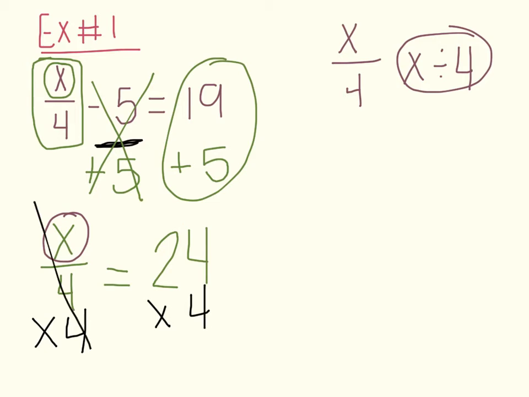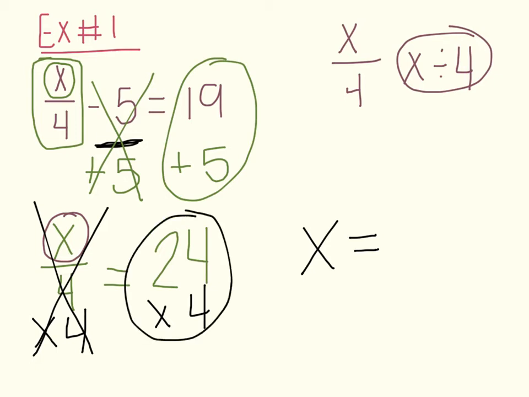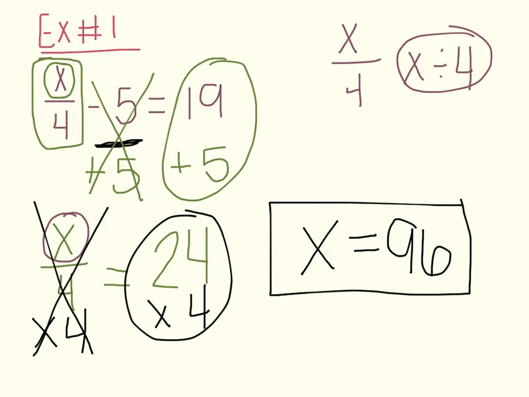Now this side is going to cancel itself out because division and multiplication are opposites of each other. And we're just going to be left with x because we can't get rid of the variable. And then on the other side, we're going to multiply 24 times 4, which is 96. So our answer is x equals 96.